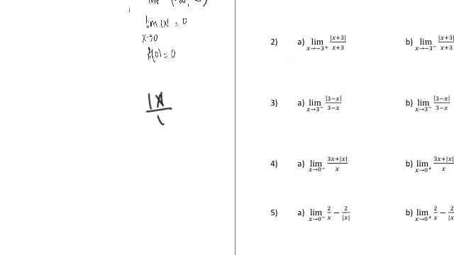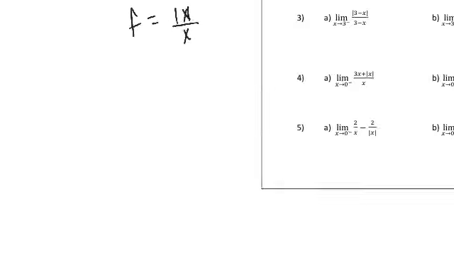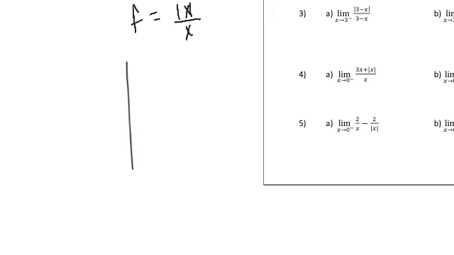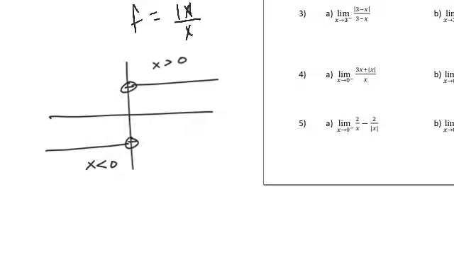Absolute value of x over x, this is another important function. Okay, so this function looks like a step. For x less than 0, this function is negative 1. And for x greater than 0, this function is positive 1, right?